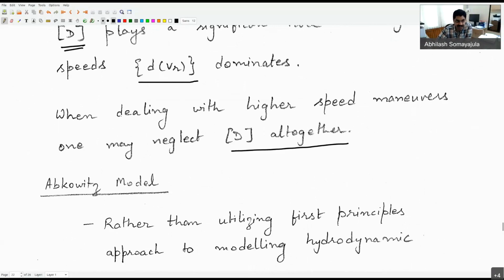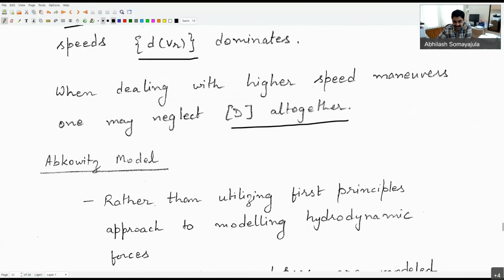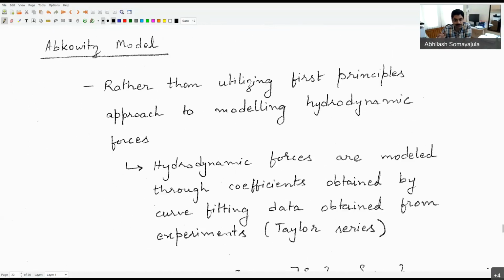So what is happening with that Abkowitz model? Rather than utilizing a first principle approach to modeling the hydrodynamic force, I want to calculate the hydrodynamic force through some coefficients which are obtained by fitting. So which means I am actually doing some experiments, finding out what is the surge force, what is the sway force, and what is the yaw moment which is coming onto the model, and I'm expressing that as a polynomial form.